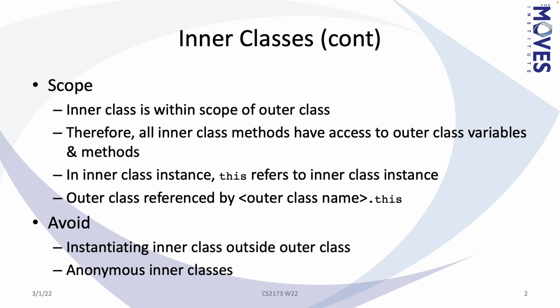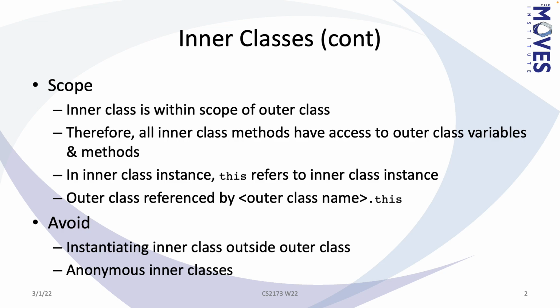Now the thing is that because the inner class is defined within the outer class, what does this refer to? If I'm in a method of the inner class, what is this? If you think about it, it's sort of obvious, but it's not immediately obvious, and it's not a law of nature. But the way that it was implemented, which makes sense, is that when you're inside a method of the inner class, this refers to that instance of the inner class.